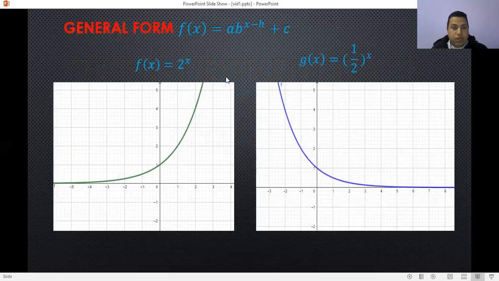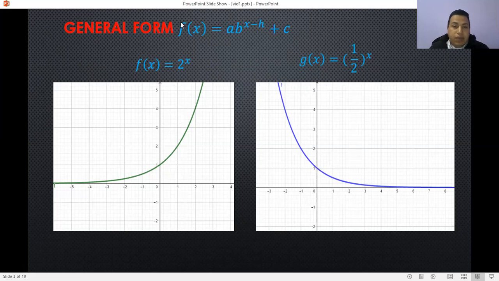So let's start. As we said before, the exponential function in its basic form is f of x equals b to the power x, where b belongs to R positive, different from 1. Also, we have a more general formula for the exponential function, which is f of x equals a b to the power x minus h, plus c.